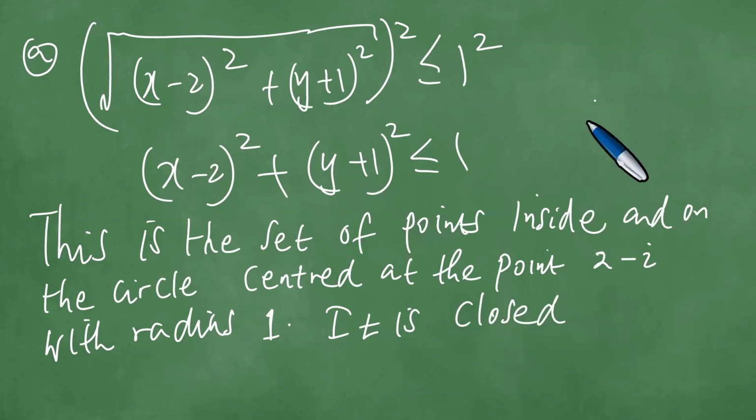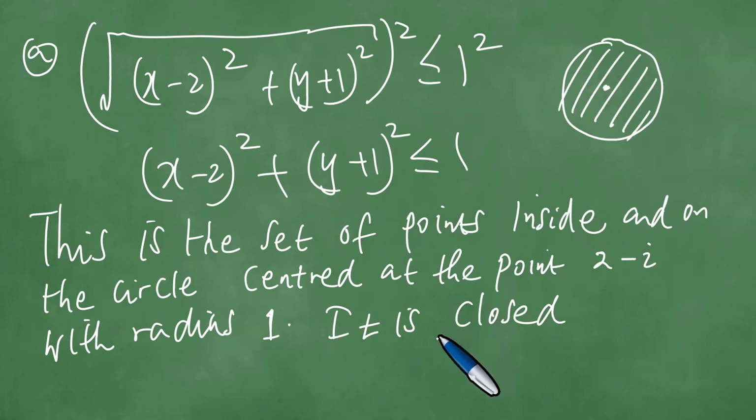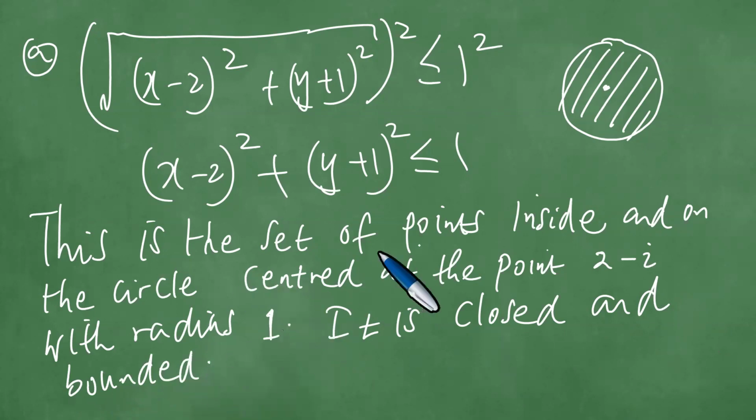Because if you sketch this, the circle is like this, and it has a center there. It is equal to 1, so the boundary is included, but it is also less than, so you also shade the interior. In other words, it is closed and bounded. It is the set of points inside and on the circle centered at the point 2 minus i with radius 1. It is closed and bounded.